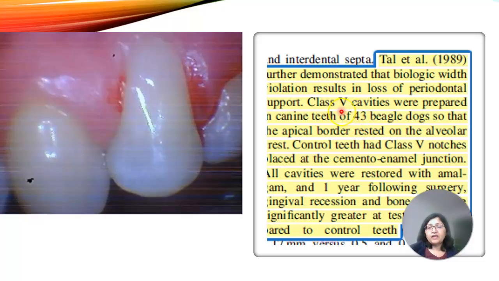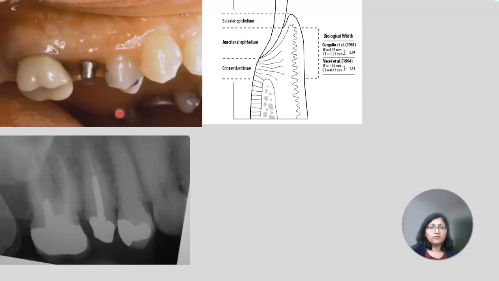So they were comparing the class of cavities where the cavities were prepared, so the apical border rested on the alveolar crest, and in one, the notches were placed at the CEJ, and then they were restored with amalgam. So the teeth in which the margins of the amalgam were placed at the alveolar crest, like they went closer, those cases had more gingival recession and bone loss. Okay, these pictures I've taken from a book, the Atlas of Periodontal Surgery, Cohen, and a few are from different articles also.